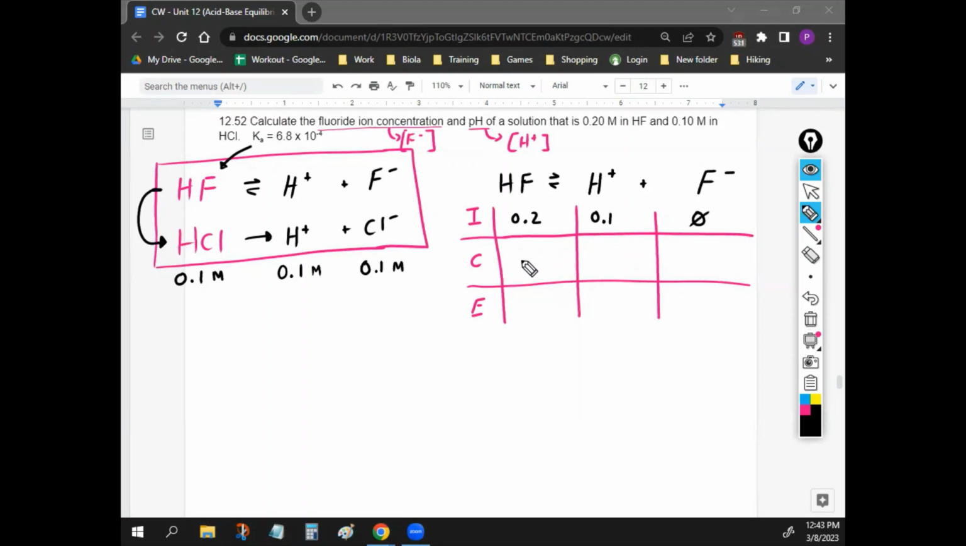Okay, so the change, pretty simple. You're going to lose some HF. You're going to gain some protons. You're going to gain fluoride. And so you're going to get your ICE table: 0.2 minus X, and then you'll get 0.1 plus X, and then you'll get X right here.